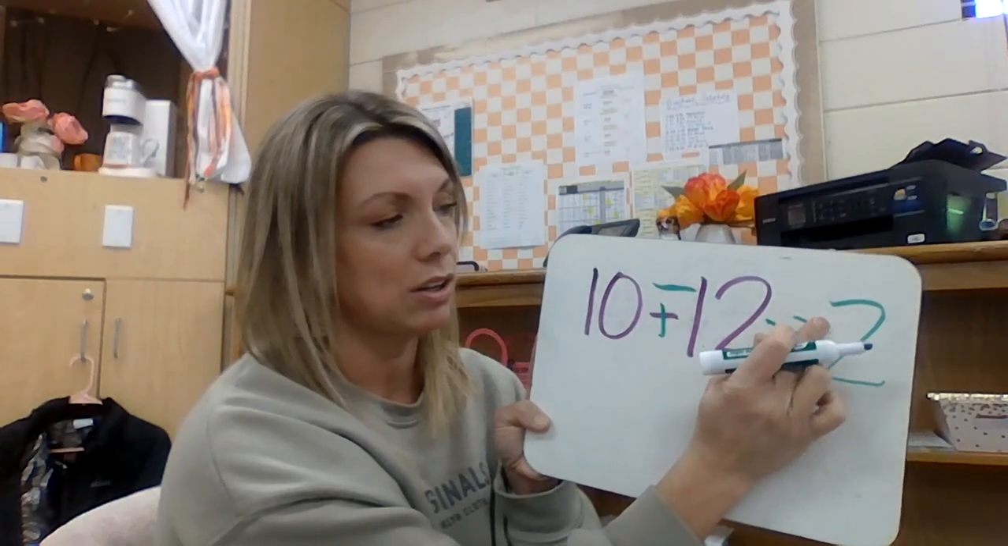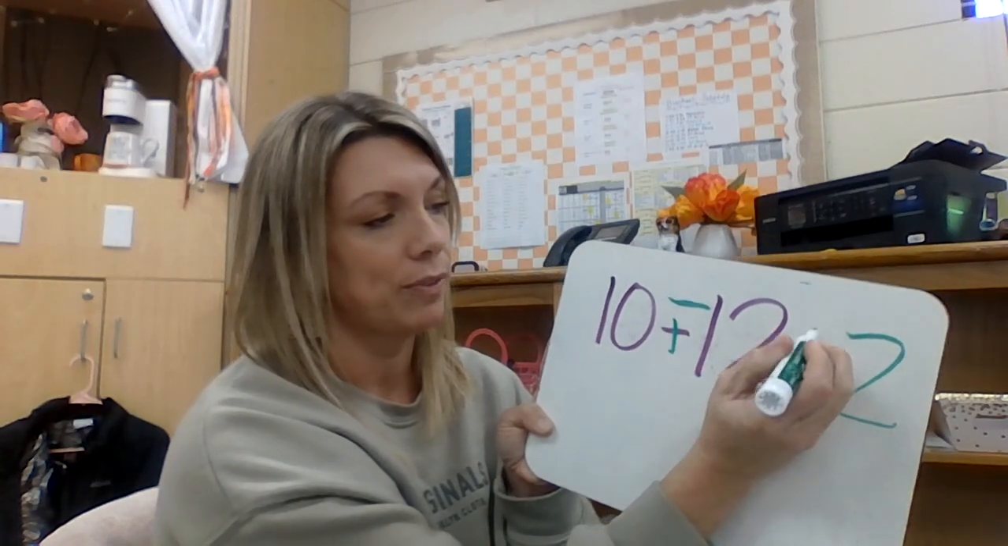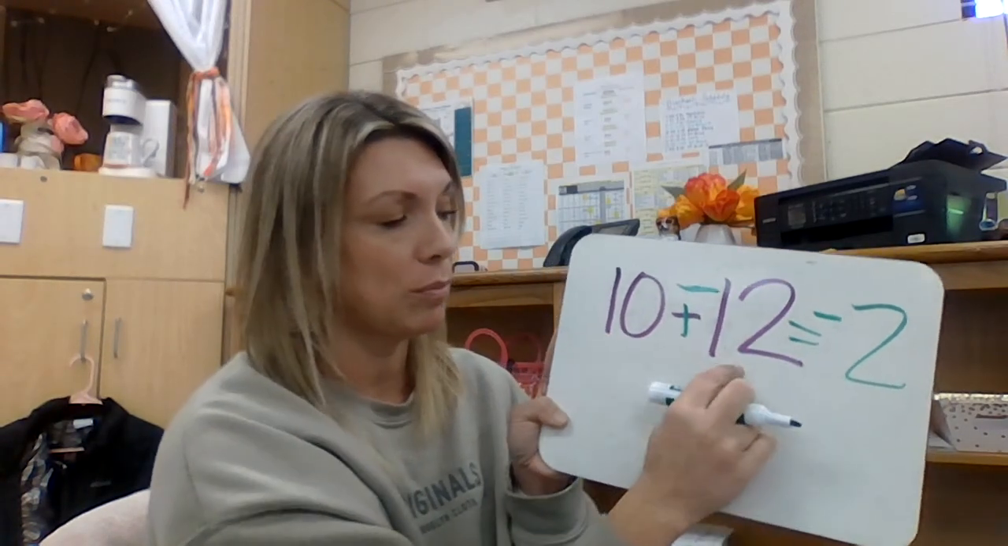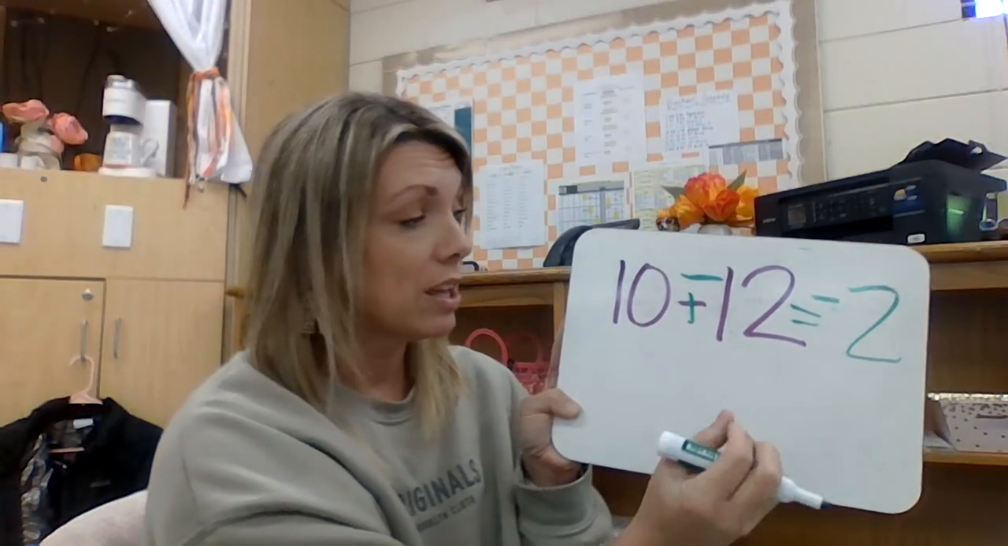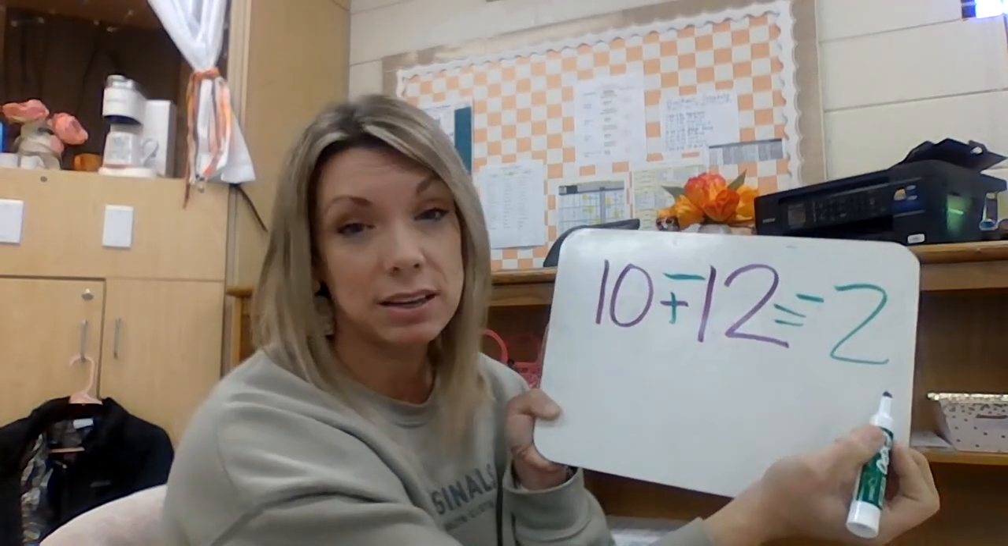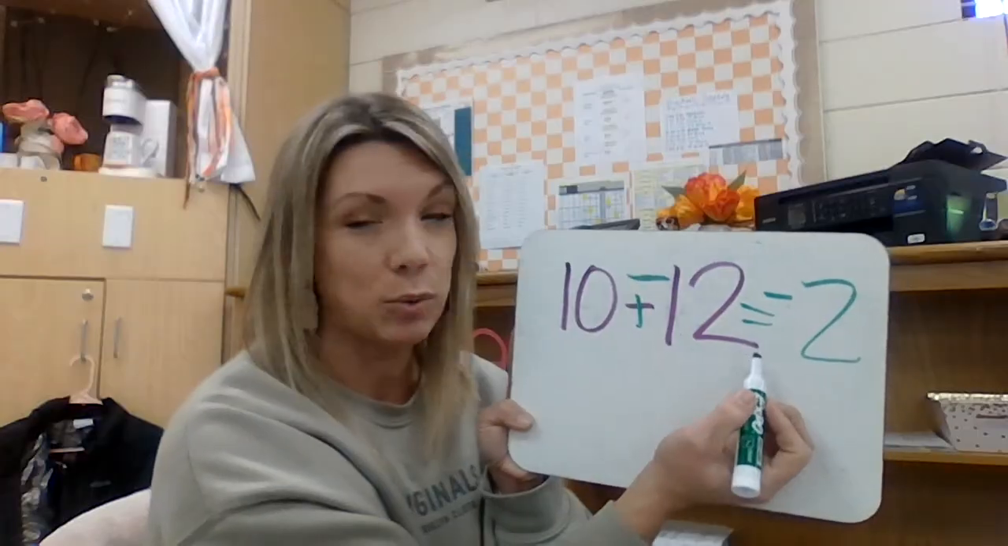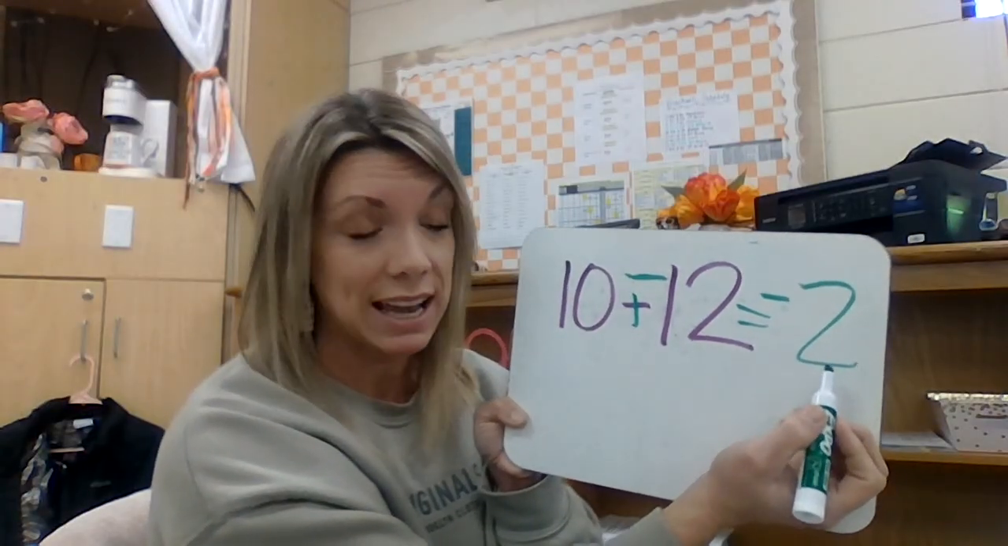It's a bad negative right there. That's going to be a negative 2, because when you've got one negative and one positive, the answer is going to be the sign of the larger number. So 10 minus 12 is going to be negative 2. If you had $10 in the bank and you try to take away 12, you're in the hole. You've got negative 2.